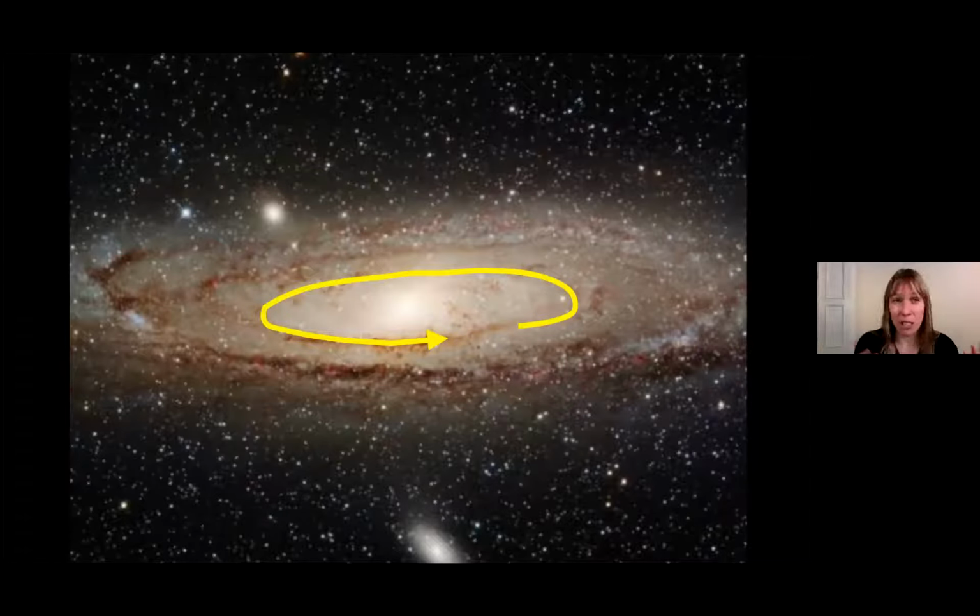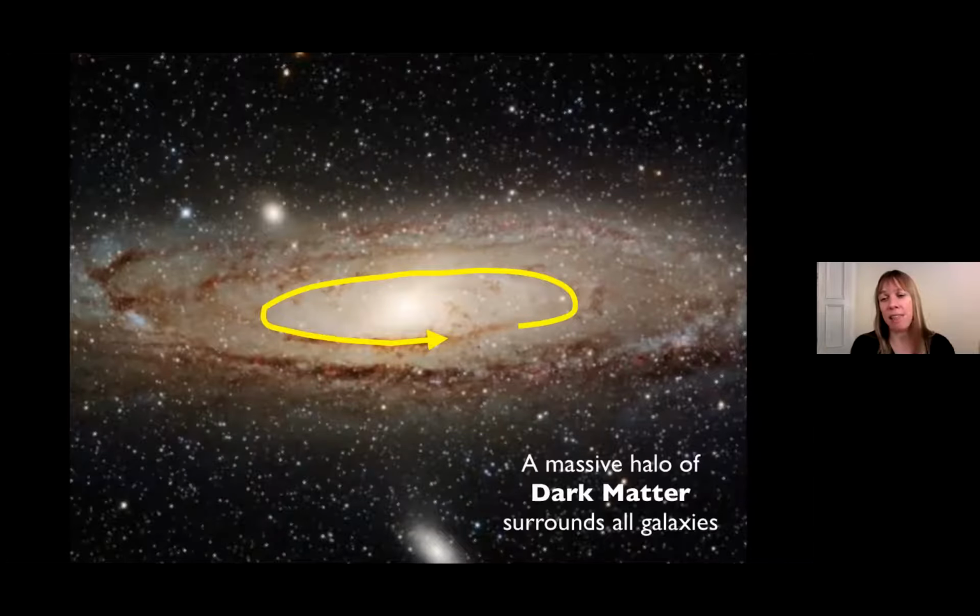And then it's just a simple case of centripetal force versus gravitational force, and that tells you that these things are moving too fast. And the conclusion of that work, which was done by Vera Rubin back in the late 70s, early 80s, is that there is a massive halo of dark matter that surrounds all galaxies.